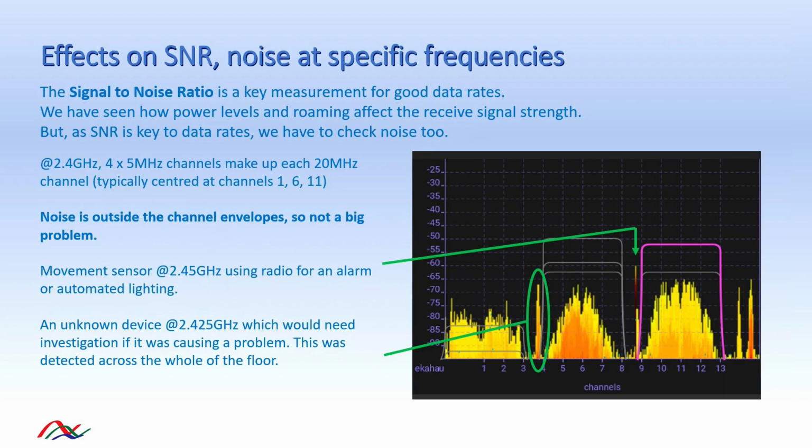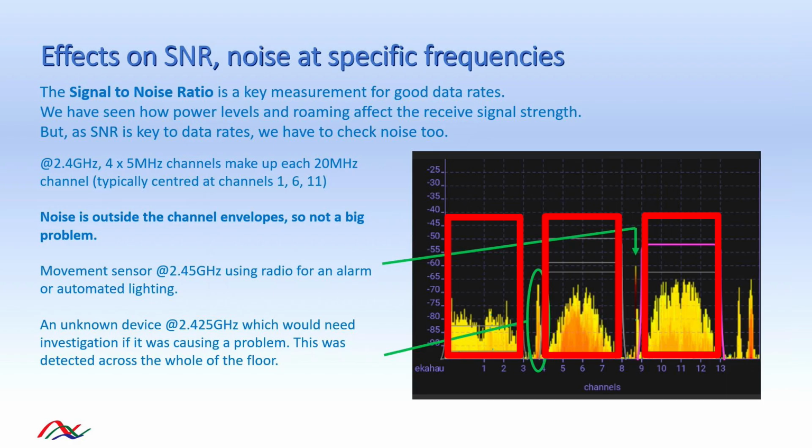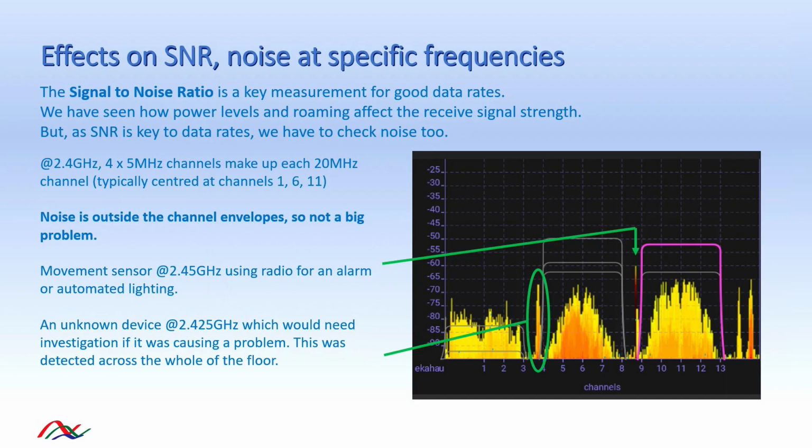A good way to identify noise at specific frequencies is to use a spectrum analyzer. In this example, we have the 2.4 GHz band with 3 distinct 20 MHz wide channels. We can see a couple of noise peaks, but they're just outside the channel envelopes, so it's not a big problem. On the right, we have a radio frequency that's being used, a bit like radar, to detect movement, probably for an alarm or automated lighting. On the left, we have something else, which can be detected across the whole of the floor at different signal strengths. Now, if these were causing problems within our Wi-Fi channels, they would certainly warrant further investigation.